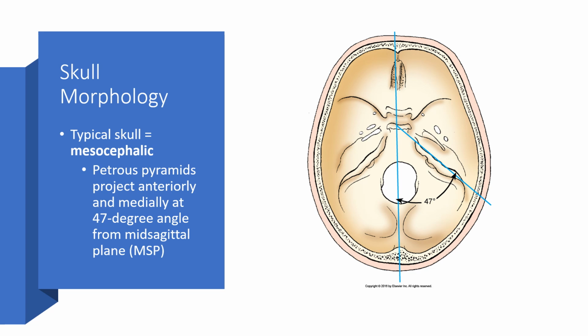In a mesocephalic skull, the petrous pyramids or the petrous ridges make an angle of 47 degrees with the posterior mid-sagittal plane. Okay. Will you have to memorize these angles? Yes, you will. Mesocephalic, 47 degrees. Now, what happens if the head is a little bit wider, but a little bit squatter? That is, not as tall, but wider side to side.